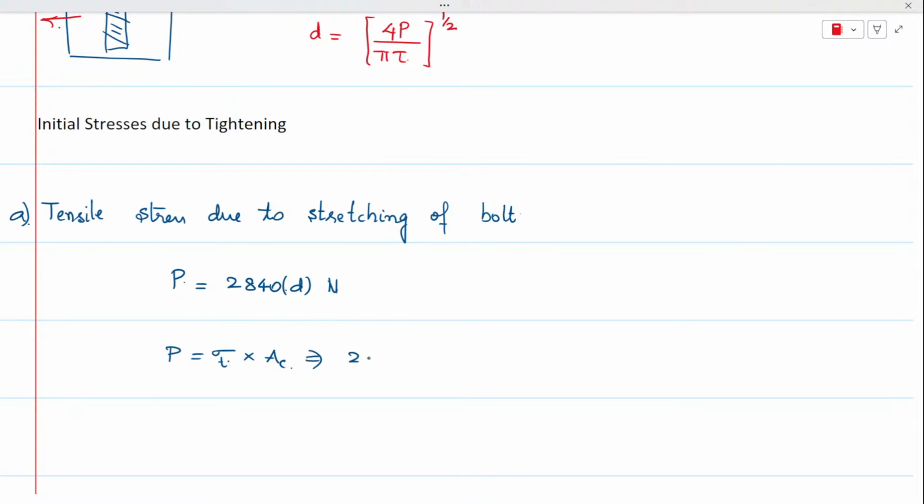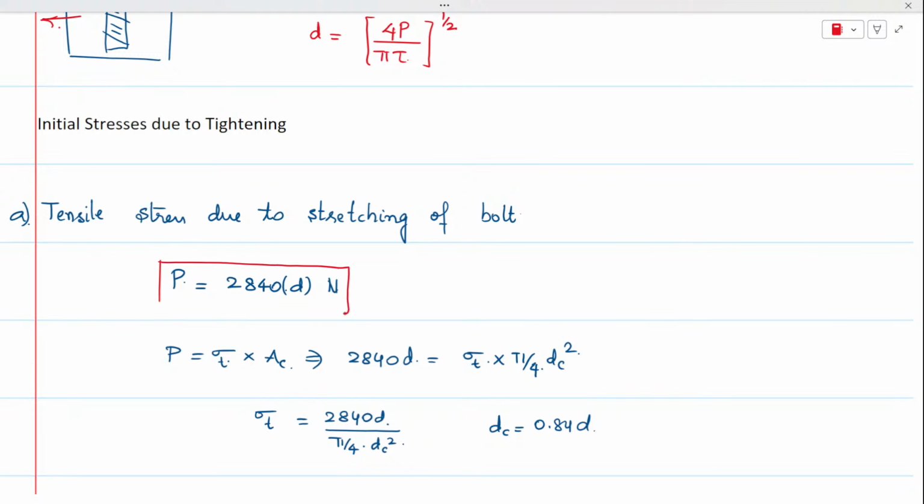That is, 2840 times D equals sigma T into pi by 4 times dc square. And sigma T will be equal to 2840 times D divided by pi by 4 times dc square. And dc is once again equal to 0.84 D. So we have seen the same formula earlier, but this is the new term that is being added.